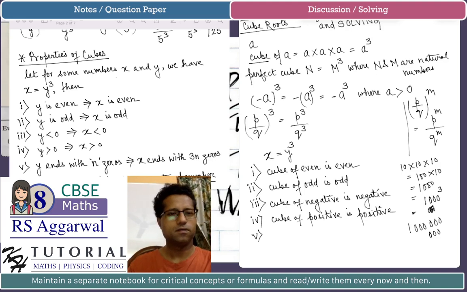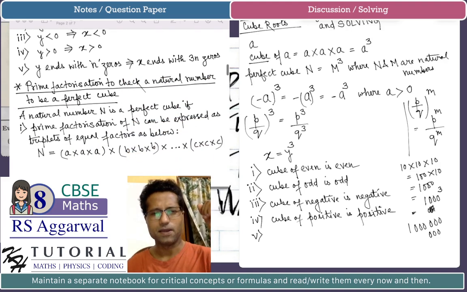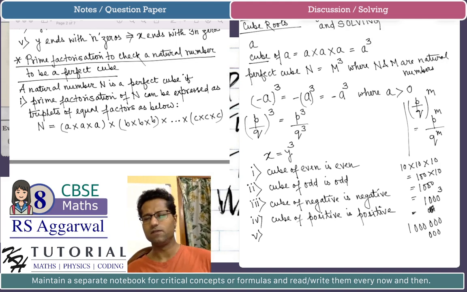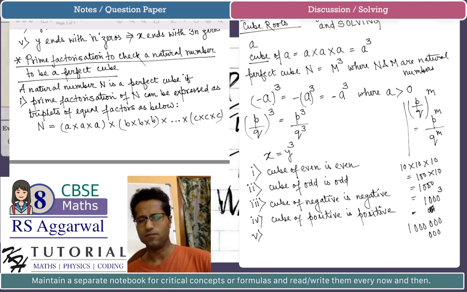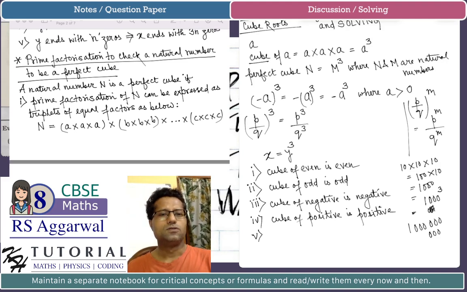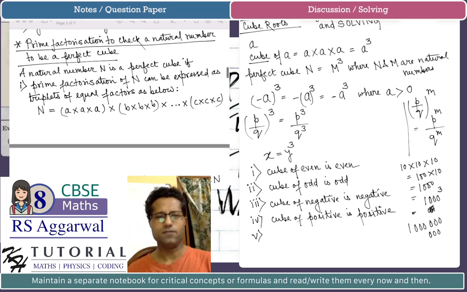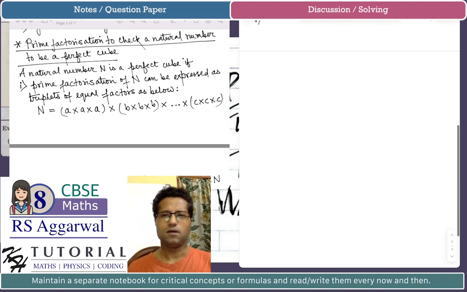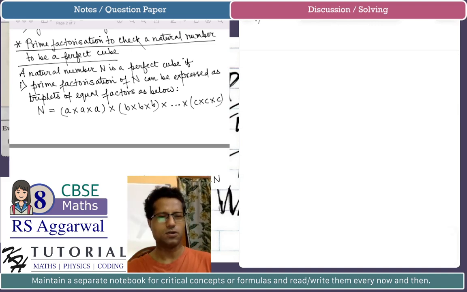Okay, fine. Next is prime factorization to check whether a natural number is a perfect cube. We will be given a natural number, and we have to check whether it is a perfect cube or not. The concept is that we have to use prime factorization. Let's say a natural number n is given. We have to find whether n is a perfect cube or not.